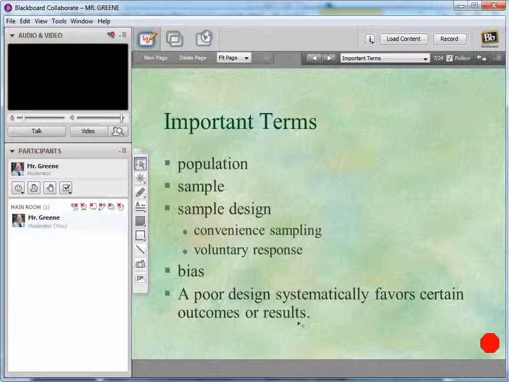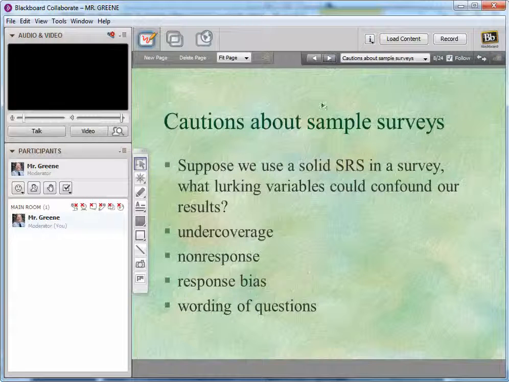If you don't design your experiments or your surveys very well, you sometimes introduce bias into it, either your own or the people that you're surveying or the people that you're doing the experiment on. Okay? So let's look at some other cautions here. Suppose we did a very solid statistical random sample in a survey. What lurking variables could confound results? Remember what lurking variables are again? Those are things that affect both aspects of it, right?